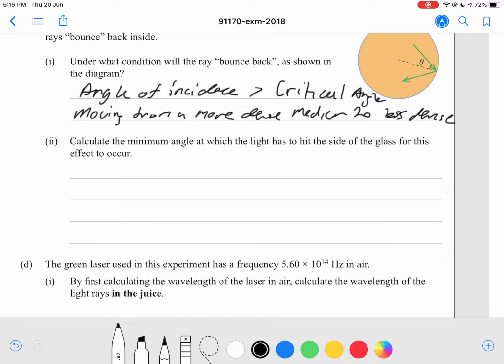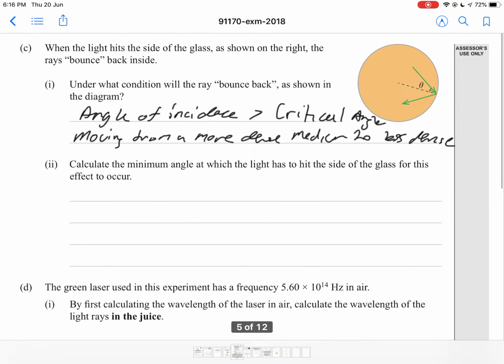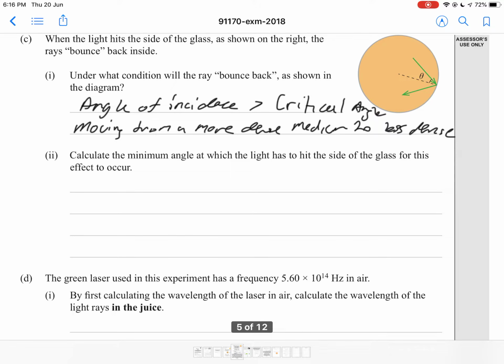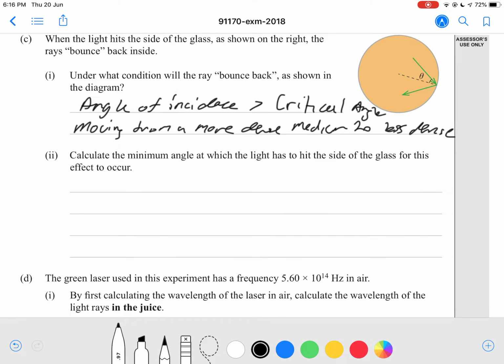But it also links back to part 2. Calculate the minimum angle at which the light has to hit the side of the glass for this effect to occur. So the minimum angle. That's basically calculating our critical angle, which is how large the angle of incidence has to be for the ray to refract at 90 degrees to the normal.